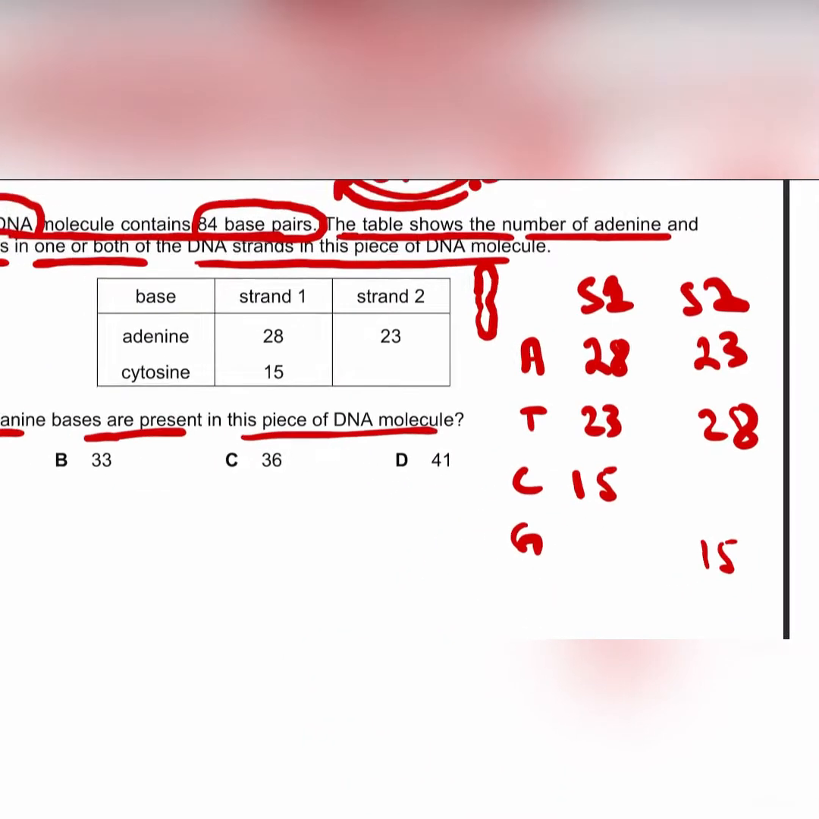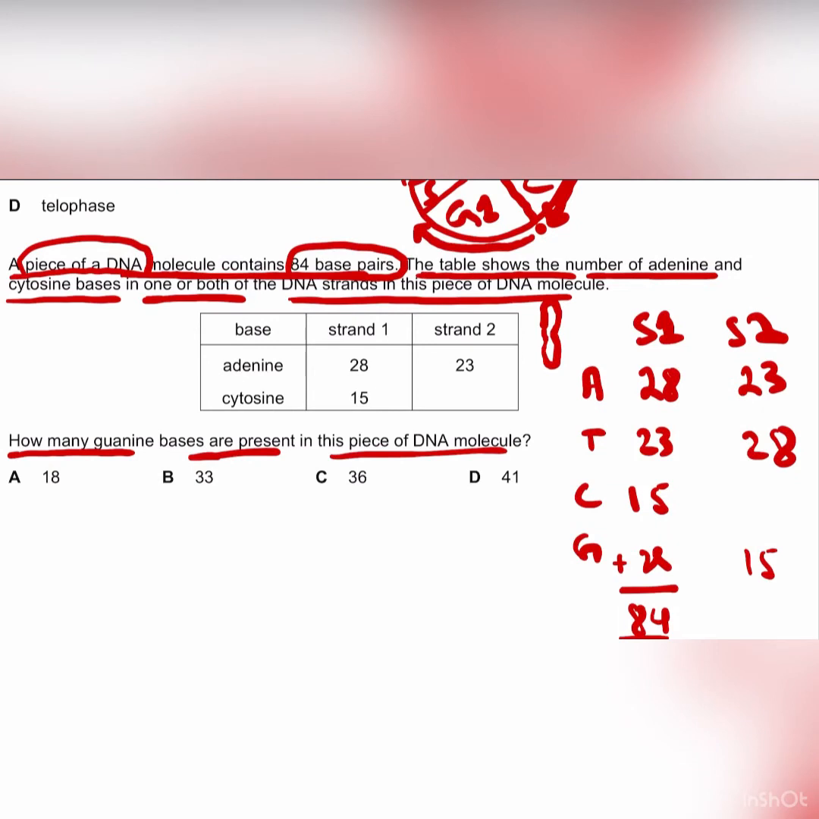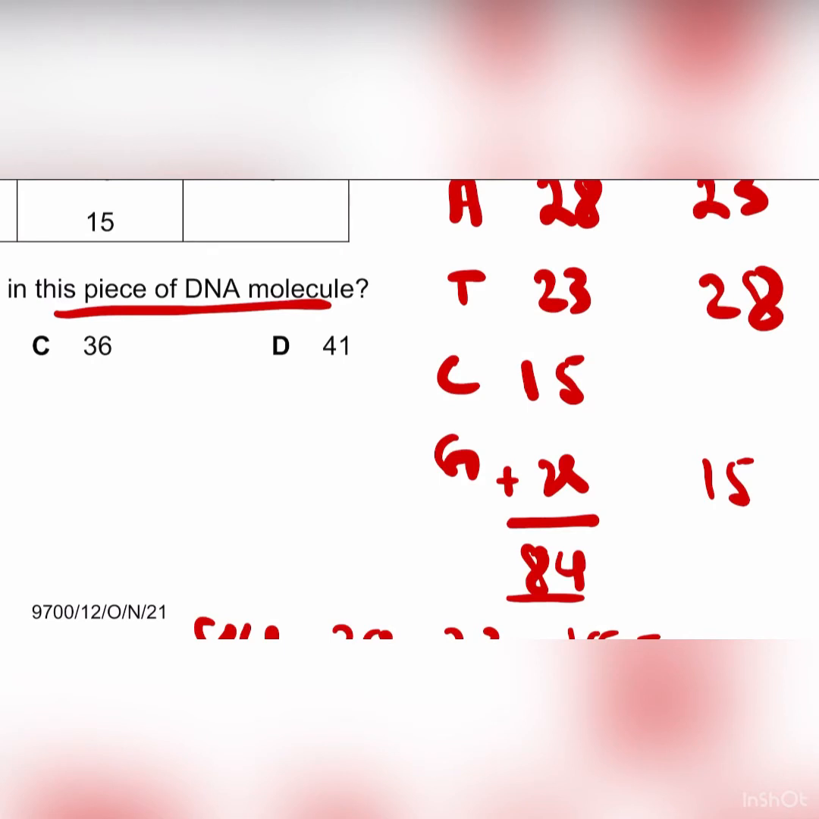Let's figure out the guanines. The total number of bases in one strand is 84, and we will get the total number by adding the guanine base, which is right now unknown, that is X. If we add 28, 23, 15 and X, we can get 84. So simply what we have to do is subtract 28, 23 and 15 from 84. If we subtract, the answer will be... 84 minus 15 will be 69.